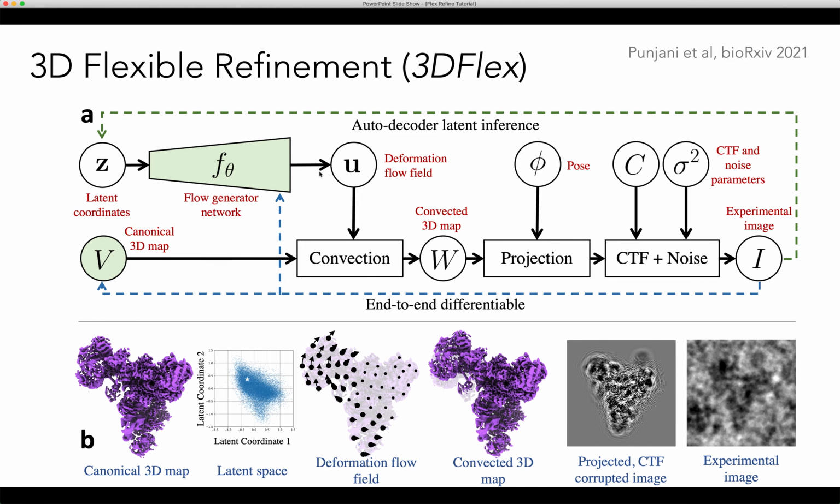And the purpose of the flow generator network is to actually model the motion that's happening to the particle at latent coordinate z. So when latent coordinate z is 0, we're expecting that there isn't any deformation and our protein looks just like the canonical density map. As the latent coordinate moves around in the latent space, the flow generator network generates some deformations that, when applied to the canonical density using a convection operator, yield a convected 3D density map, and that's actually the density in a new position, in a new conformation under the deformation field that is present in the experimental data. That's what the forward model is simulating.